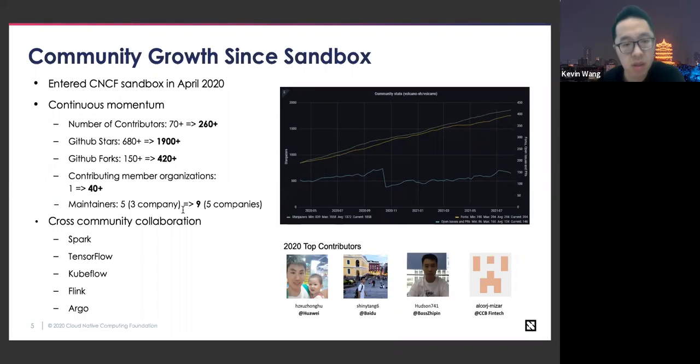And also we are doing a lot of cross-community collaboration, especially with the computing frameworks and workload level communities like Spark, TensorFlow, Kubeflow, and also Flink and the Argo project, for example. And last year, besides Huawei as the founding organization, there are also new maintainers from other organizations. One is from Baidu, another is from Boss Zhipin, a human resource company. And the fourth one is from China Construction Bank. It's a bank in China.